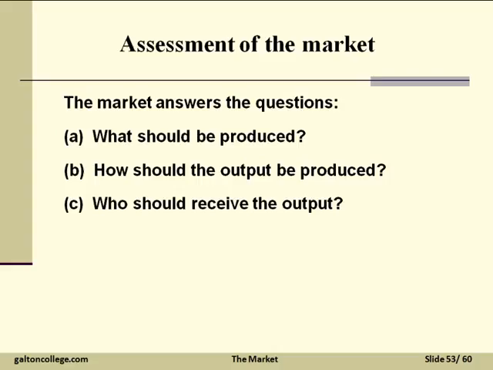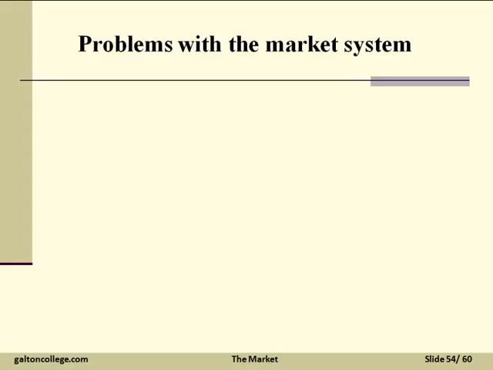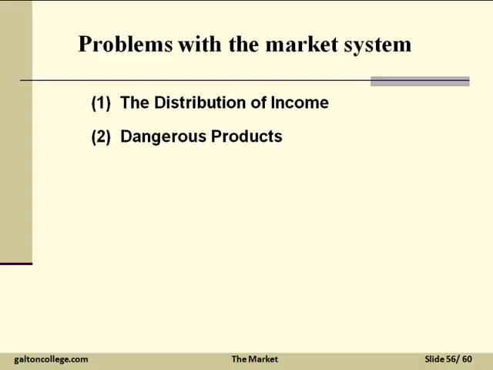Now there are some problems with the market system. So let's have a look at those briefly. First of all, the distribution of income over time can change. In other words, some people can become very rich over time and some people can become quite poor. And the market will not correct for this. The market might produce dangerous goods. There might be a market for explosives or guns or weapons or whatever. So the market would produce it. If there is a demand, the market presumably would just produce it.